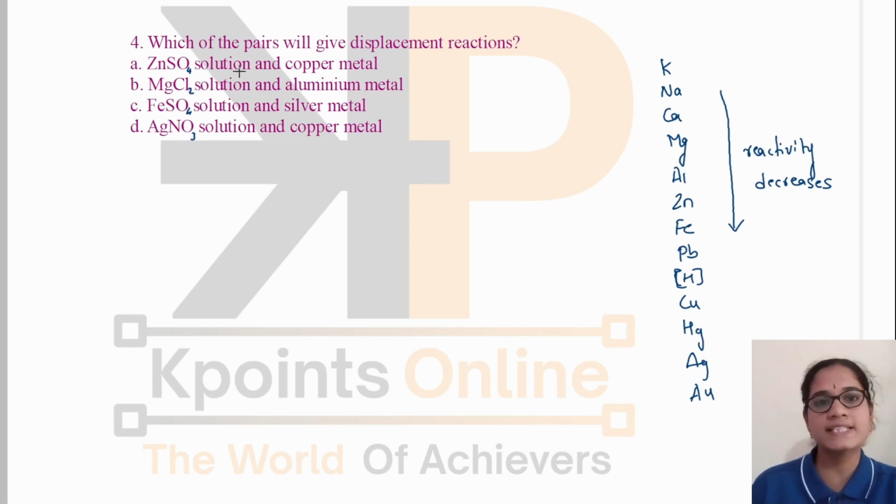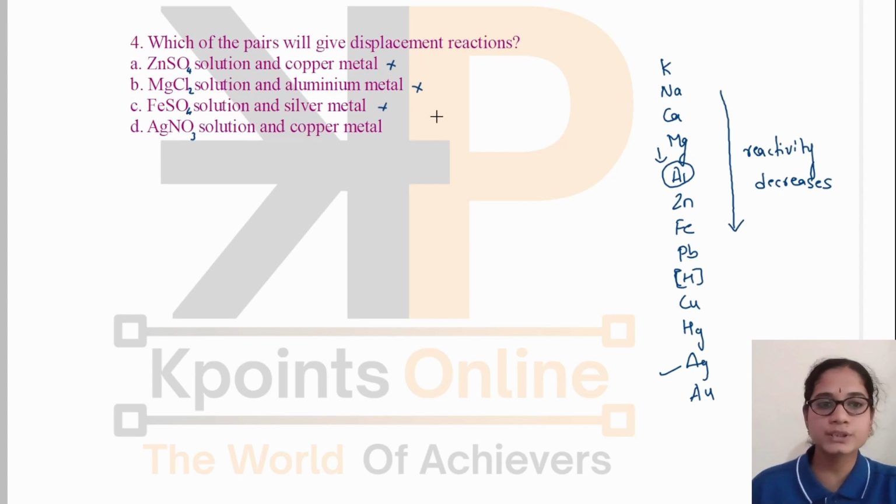See here, zinc sulfate solution and copper metal. We know that copper is much less reactive when compared to zinc, so the displacement reaction will not occur. Then what about magnesium chloride solution and aluminium metal? Here also aluminium is placed below magnesium, so it cannot displace magnesium from its solution. The displacement reaction will not take place. Then iron sulfate solution and silver metal. In this case also, silver is a very unreactive metal and it cannot displace iron from its solution. So here also displacement does not occur.